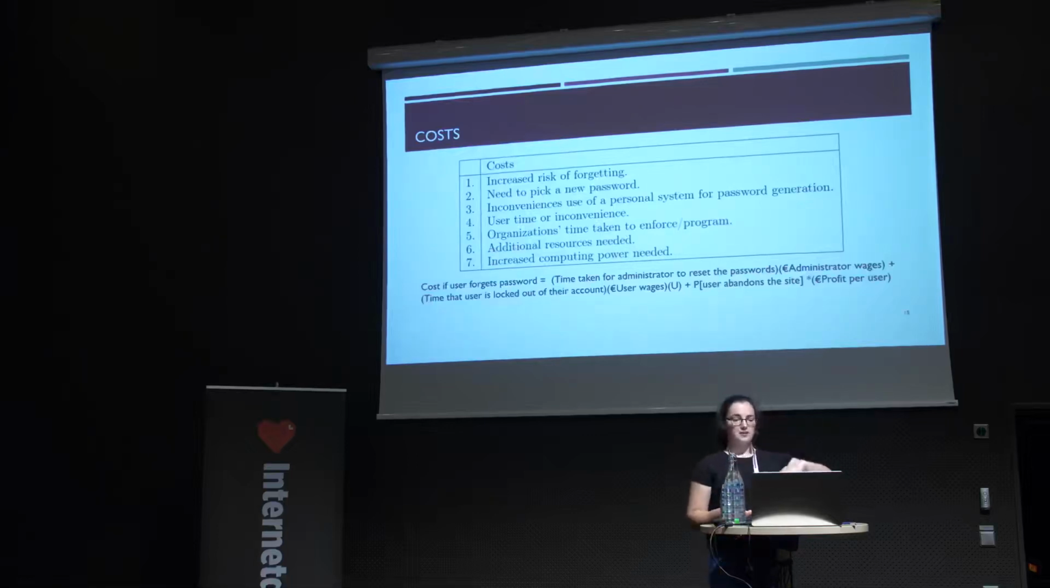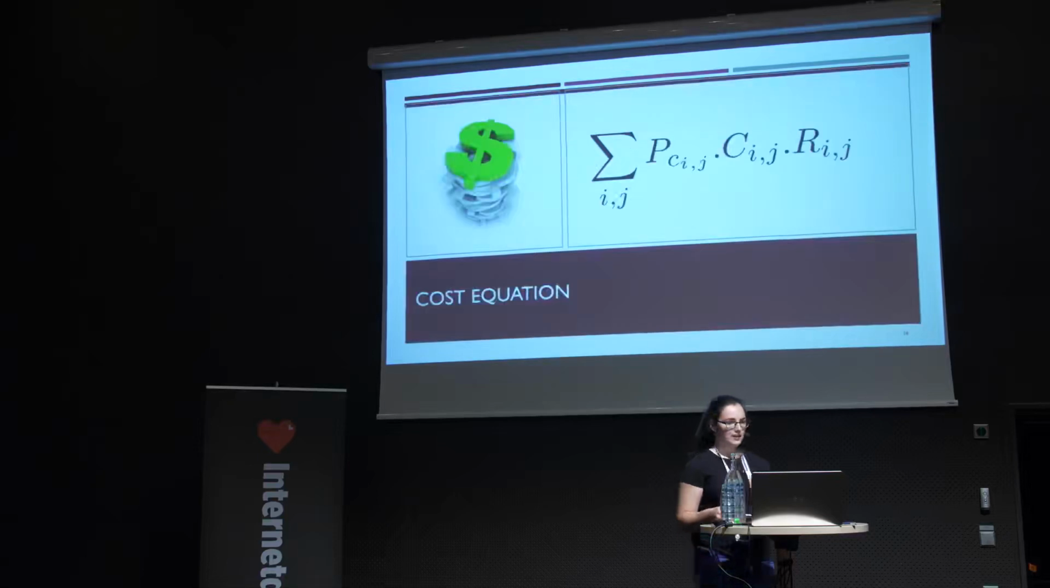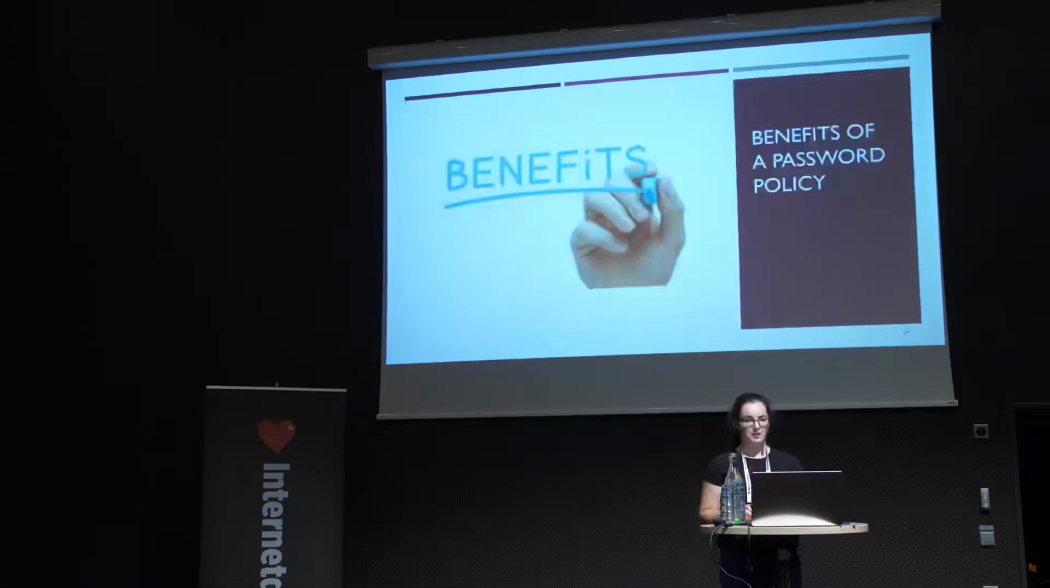So basically for each one of these different costs, 1 to 7, we have some probability of it occurring and some frequency with which it occurs. So for example, if you're talking about expiry, these costs are going to repeat every 90 days or something like that. Okay, so that's the cost equation just in maths. That's just the probability times the cost category times the repetition.